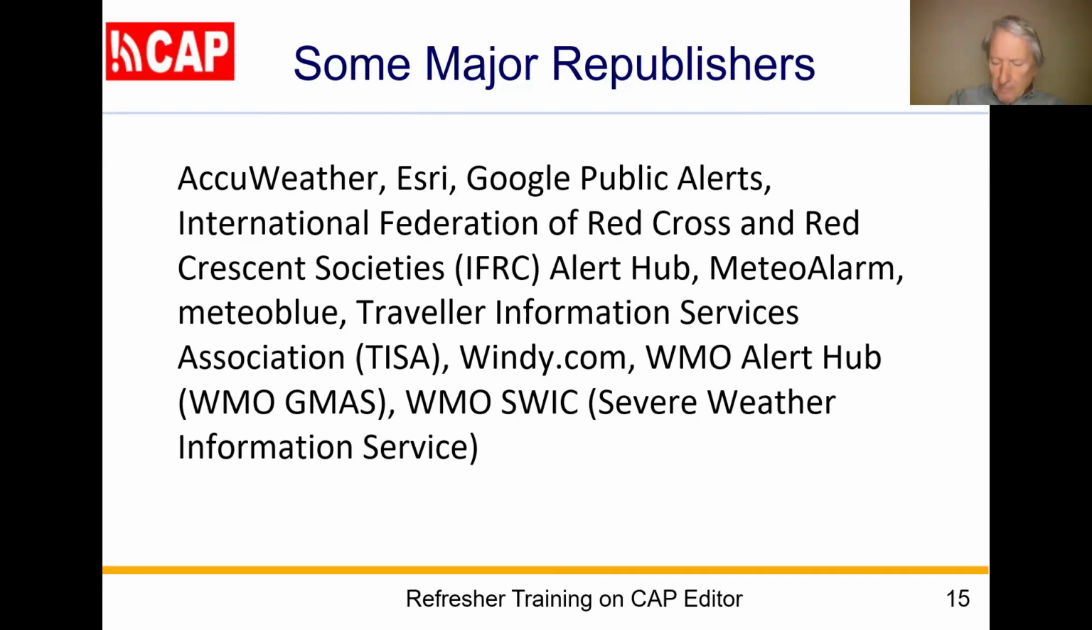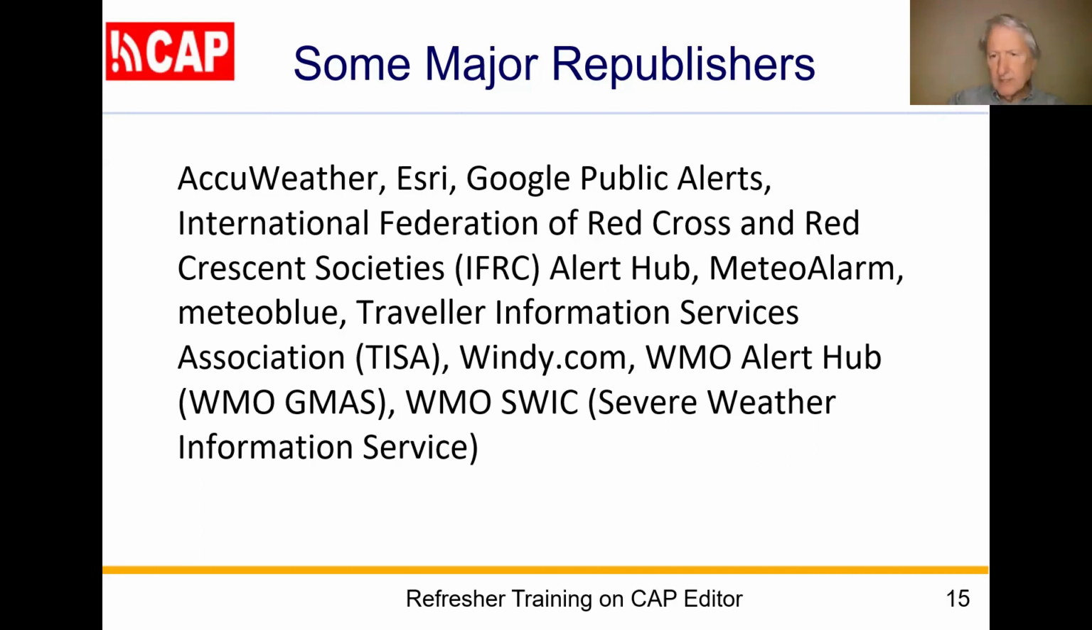The major republishers of CAP feeds that are aggregated by this Alert Hub are AccuWeather, Esri, Google Public Alerts, IFRC Alert Hub, Meteo Alarm, Meteo Blue, Traveler Information Services Association, windy.com, WMO Alert Hub and WMO GMAS, and the WMO Severe Weather Information Service.